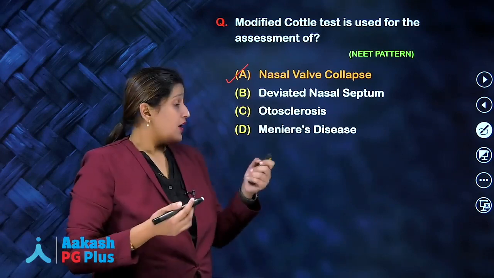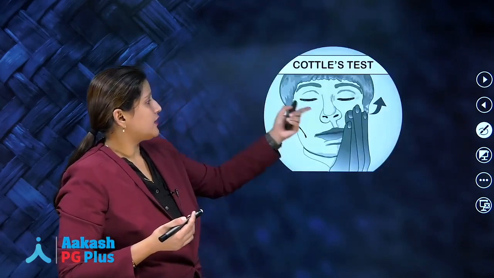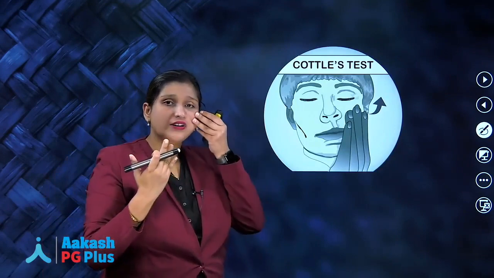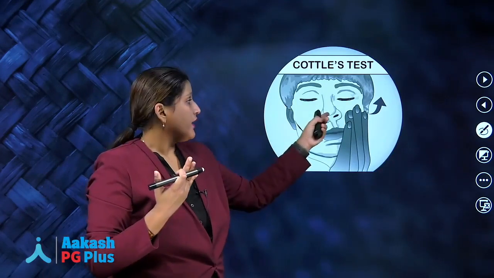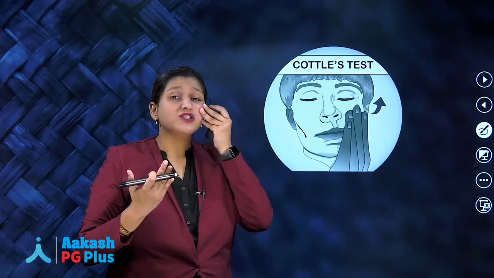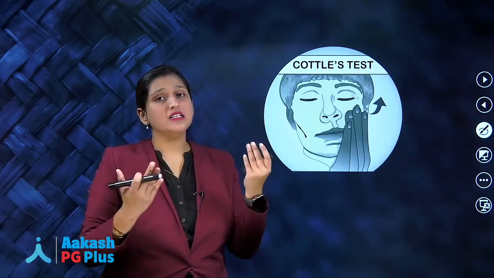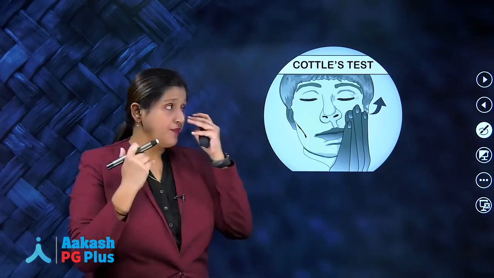disturbed by it, the doctor does a modified Cottle's test in which this is open, this is stretched laterally and upward. In this way, the nasal valve gets opened, and if the patient gets relief in obstruction, that means he had a nasal valve collapse.